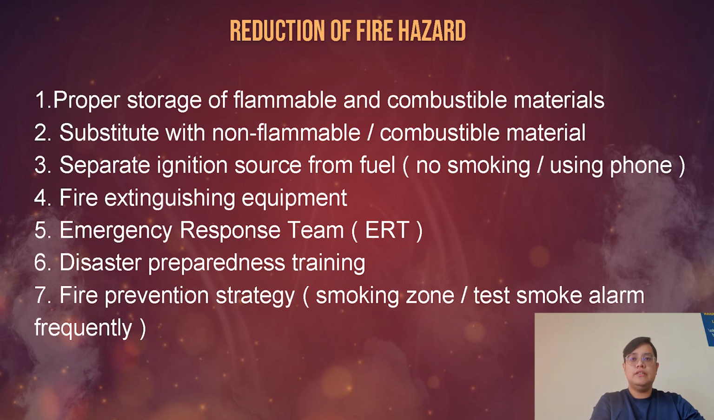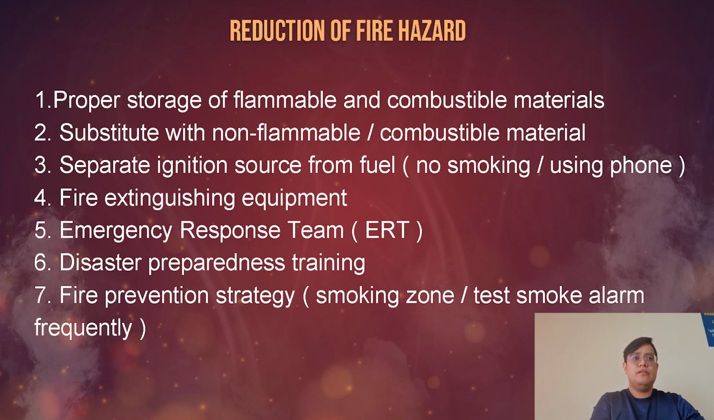So the second step is substitute with non-flammable or non-combustible material. We should replace candles with emergency lights, or we can replace a gas stove with an electric stove. And then the next step is separate ignition source from fuel. For example, when we go to a petrol station, we cannot smoke when we fill the fuel, and we also cannot use phones at the petrol station.